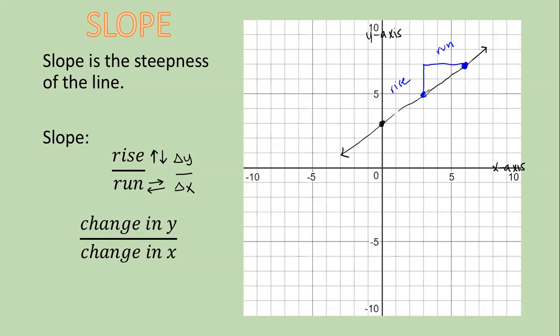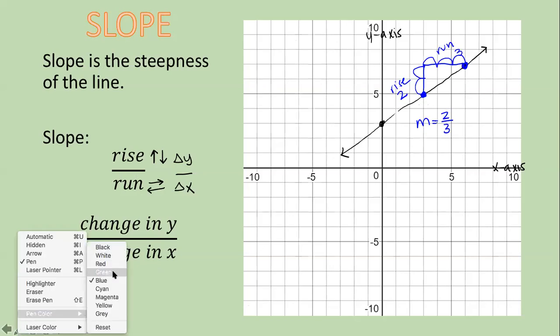This is going by ones, so I can just do some bunny hops. It's rising 1, 2. So my rise is 2, and my run is 1, 2, 3. My run is 3. So the slope of this line is 2 over 3. Is that kind of bringing back your memory a little bit? Yes. Yes, it is. Good.